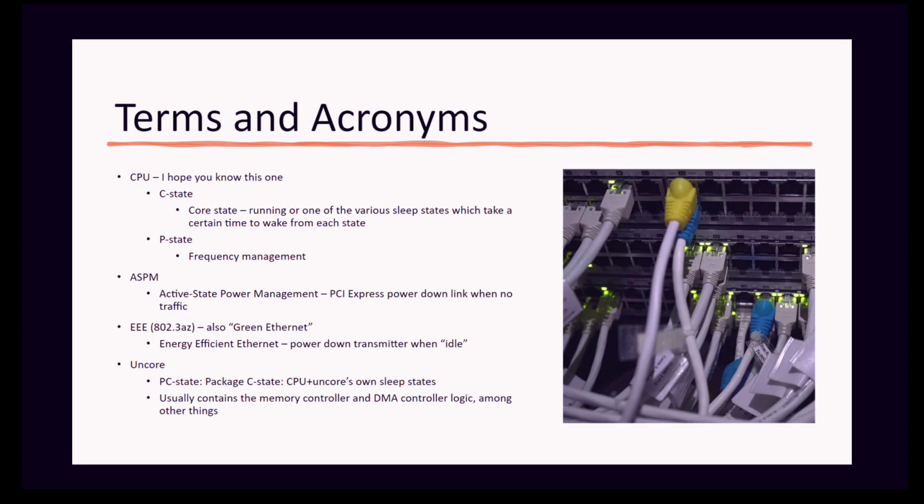For P states, this is managing frequencies in the processor. So the processor is constantly doing P state management, and I think Jamal will talk about it a little bit. It's trying to manage the frequencies to reduce them whenever possible and speed them up when it needs to go faster. And this includes turbo management, right?